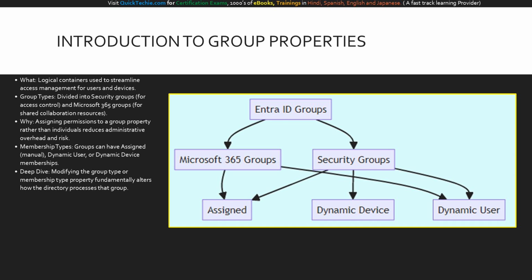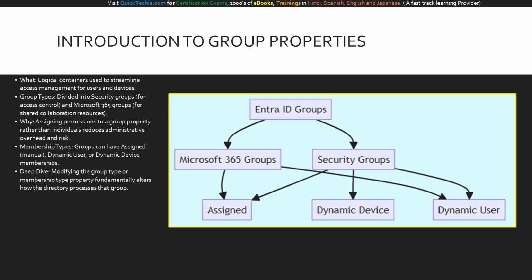This tree diagram perfectly classifies how group properties are structured. Starting at the top with Entra ID groups, we split into our two core group types, security groups on the left and Microsoft 365 groups on the right. Now, observe the membership type properties branching out below them. Security groups can be assigned, dynamic user, or dynamic device. Meanwhile, Microsoft 365 groups can be assigned or dynamic user, but notice they do not support dynamic device memberships.